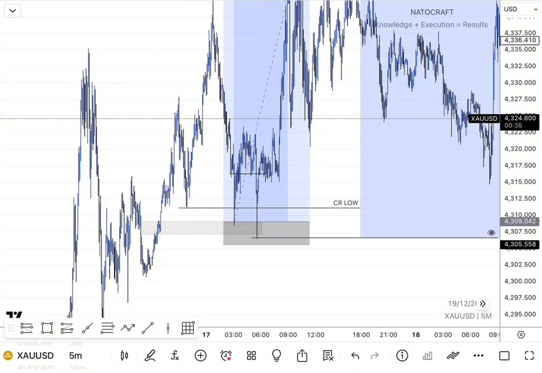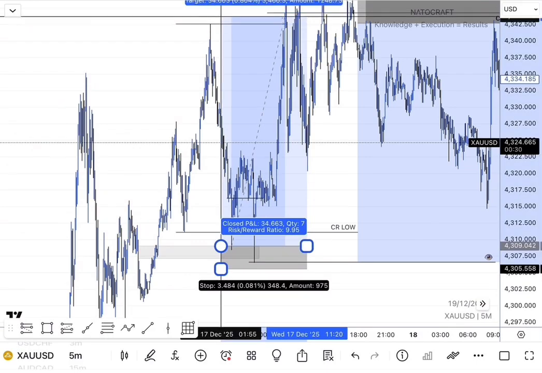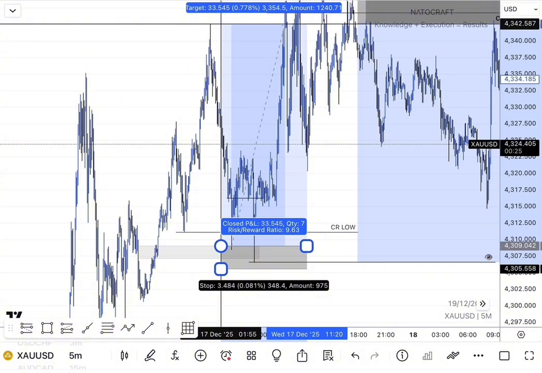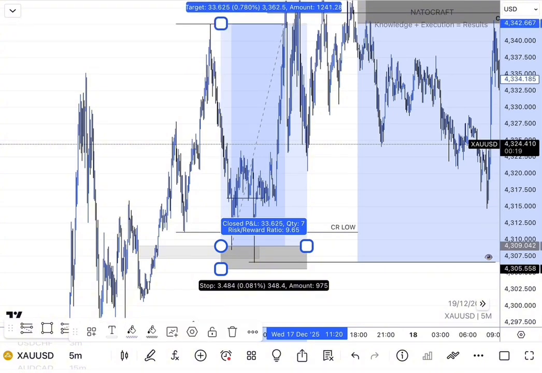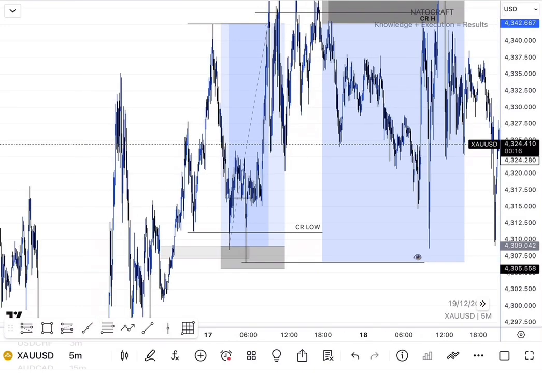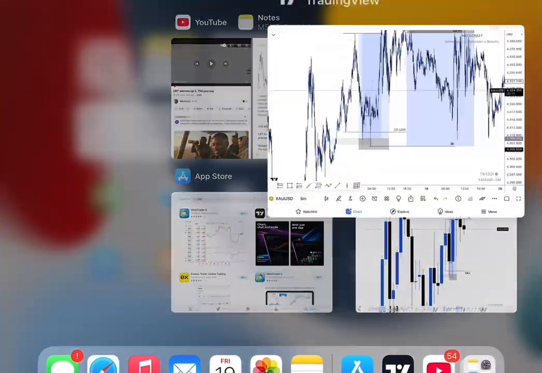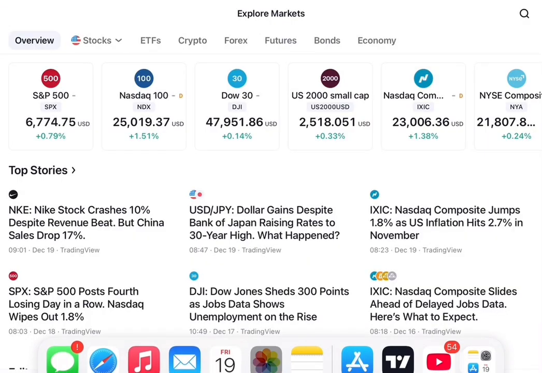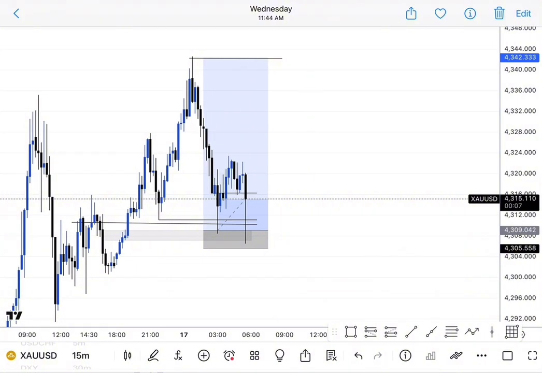So yeah, it's 1:10. And remember, you always take profit at 50% of the range. So this was the trade. This was the trade when it started moving.